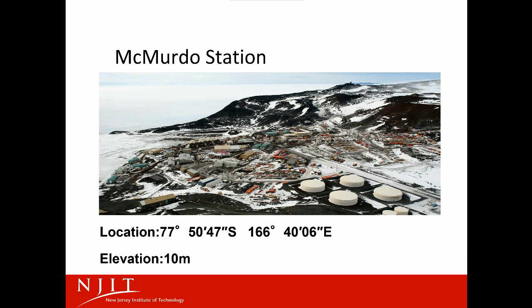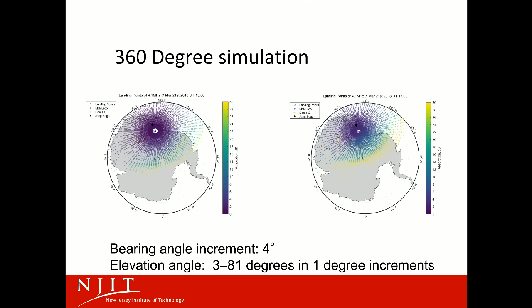Here is a picture and the location of McMurdo Station, where our transmitter is located. This is a simulation result for bearing angles over 360 degrees. The increment is 4 degrees. It provides an overview of the positions where we expect to receive the signal from the transmitter at McMurdo. The color code here is the absorption, and the deviative absorption is not included.